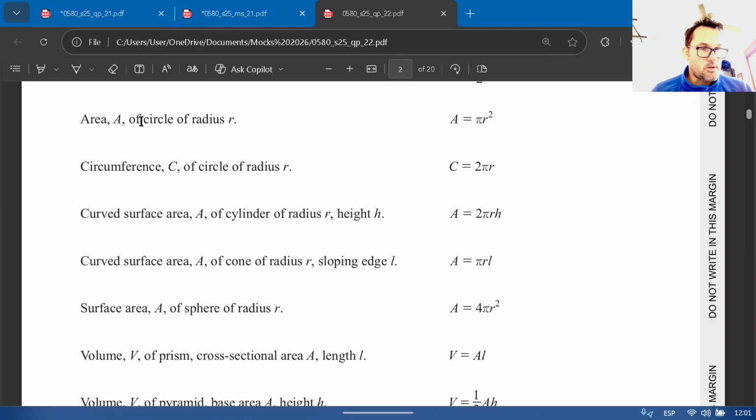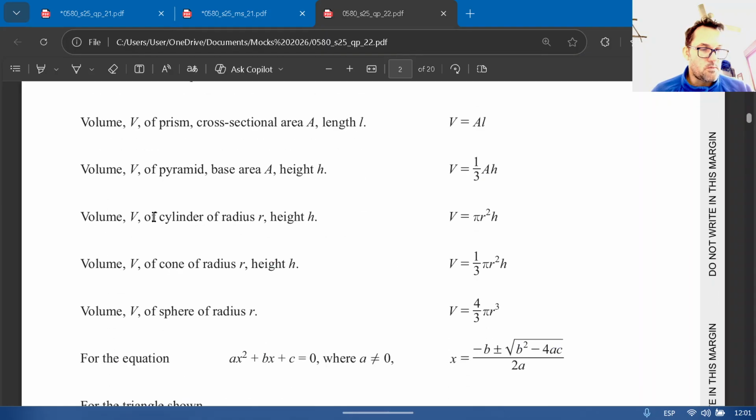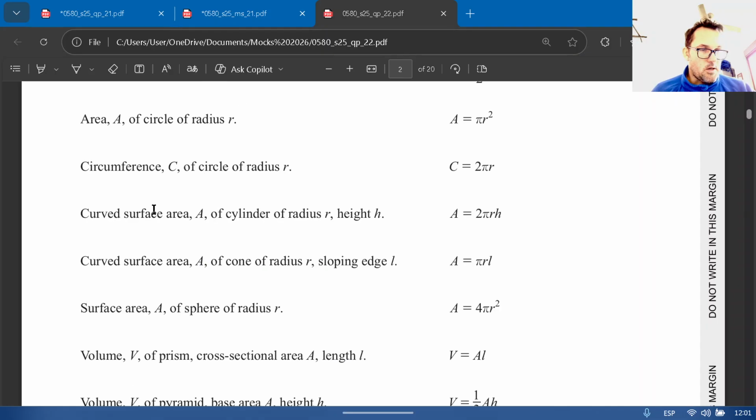So there's the surface areas. There's 1, 2, 3 of them. Okay, curved surface area of a cylinder. You might need that later. Curved surface area of a cone. Great. And surface area of a sphere. There's no hemisphere, but what is a hemisphere? It is half a sphere. So we're going to start with this.